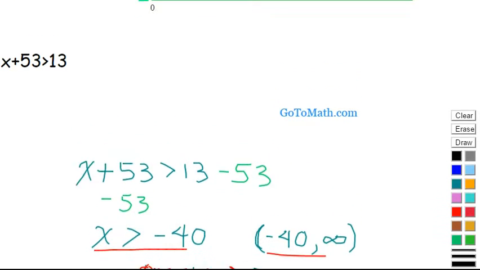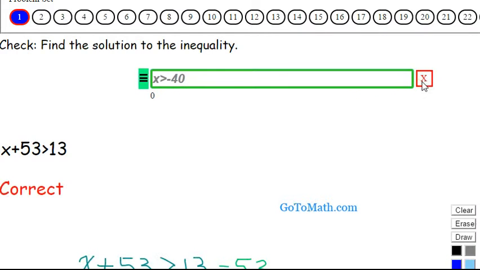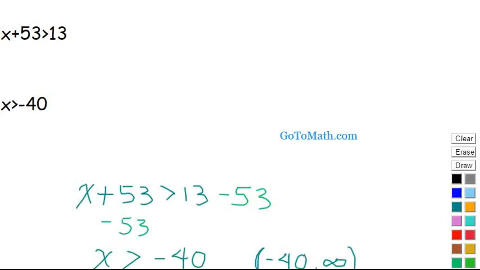But I think up here we just say x is greater than negative 40 and hit here, correct. You can always come up here to the top and see what it's got to say there. Alright, can't figure it out.